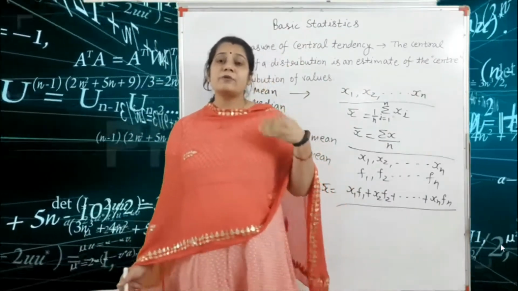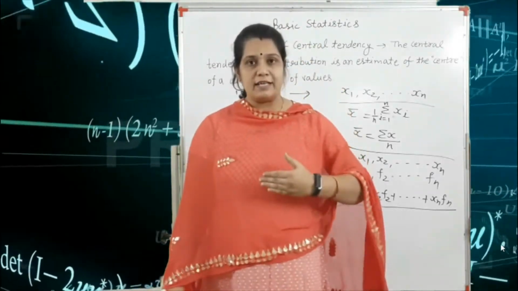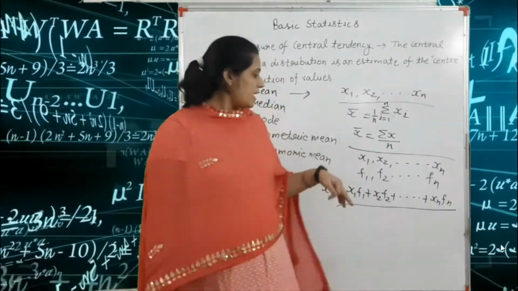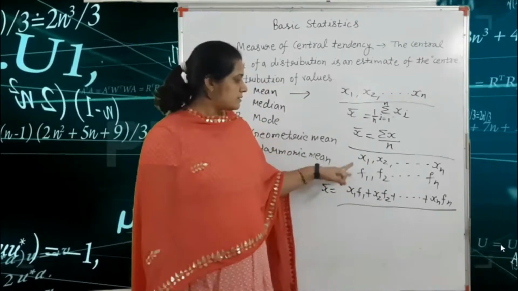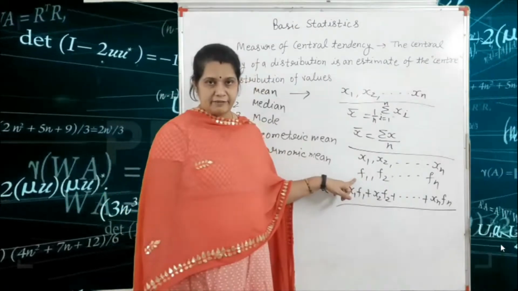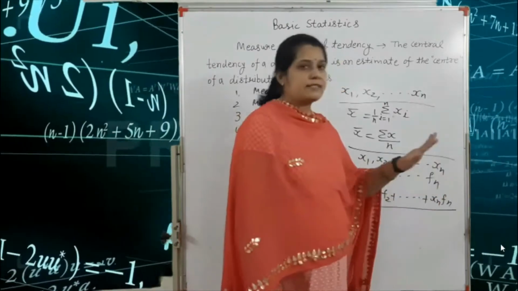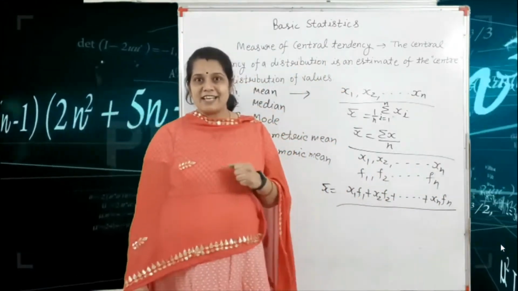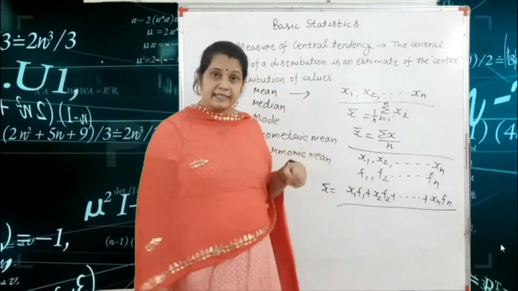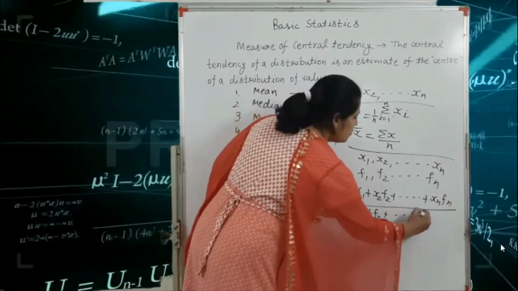So what is the process of finding the mean? When only x is given, first we add all these values and divide by the number of terms. This is a very easy process. But in case we are given the values of x and the corresponding values of f, first you multiply x1 with f1 plus x2 with f2 up to xn with fn. And what is it divided by? In the ungrouped case we divide by the number of terms, small n, but here we divide by f1 plus f2 up to fn.